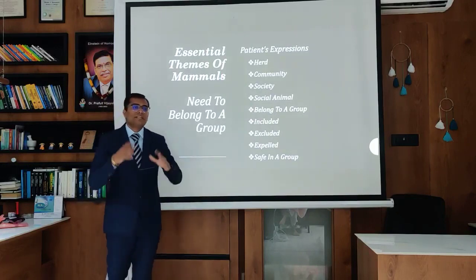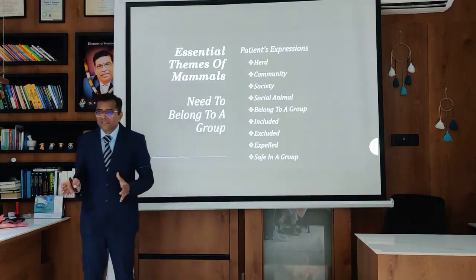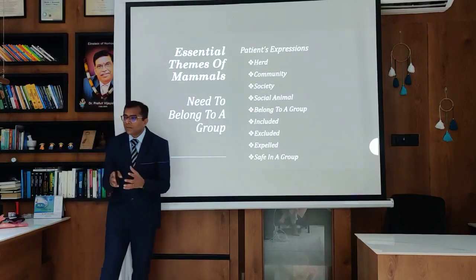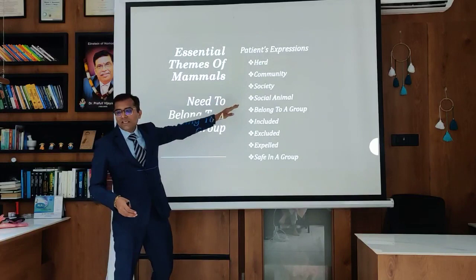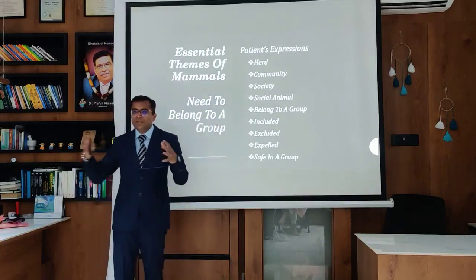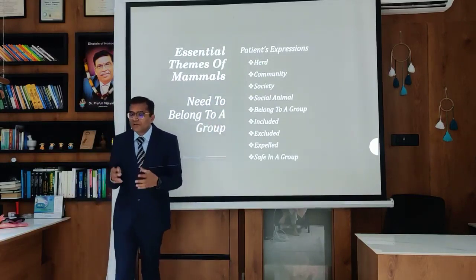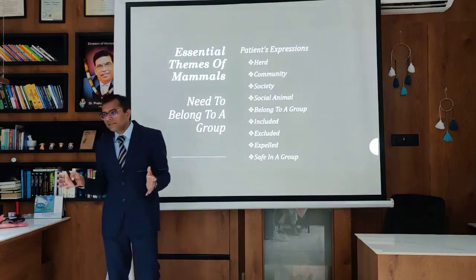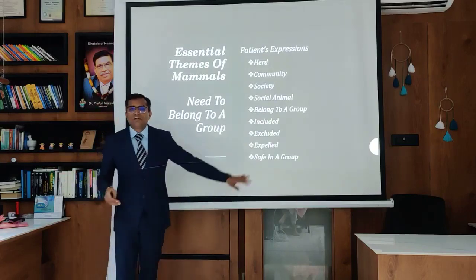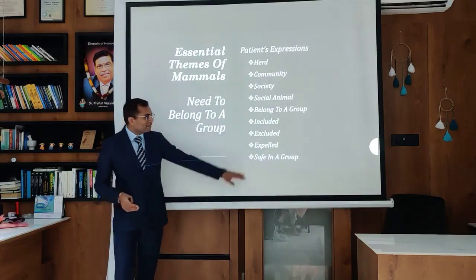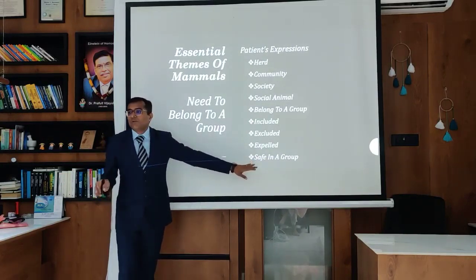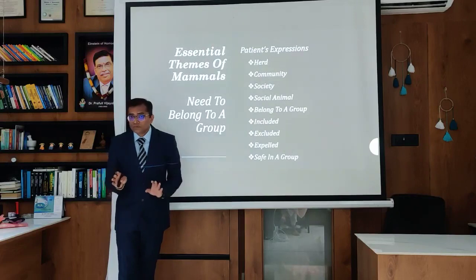And that is what the patient's expression is. So are you getting me, what are the commonest things that they represent? They need to be in a community, they need to be in a society, they need to be in a pair, they want care and nurture. Again there is a jealousy towards someone, and a fear of being excluded or included, and that is what makes them feel safe, because they want to remain in the house only.